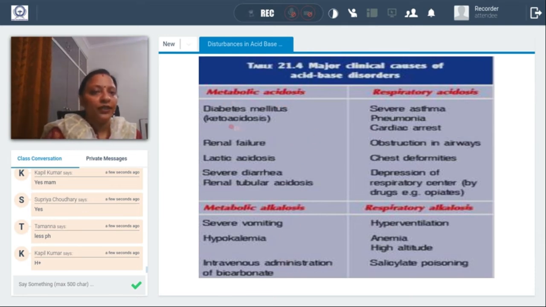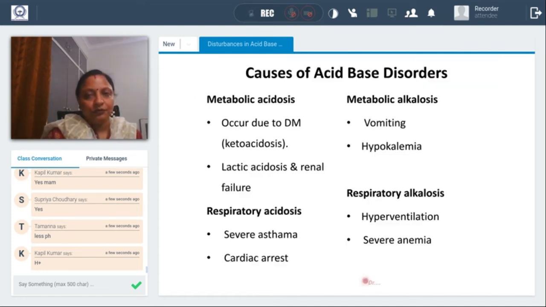Metabolic acidosis, foremost important example is diabetes mellitus, which is ketoacidosis. For metabolic alkalosis, severe vomiting and hypokalemia. Respiratory acidosis, asthma and pneumonia. And respiratory alkalosis, hyperventilation, anemia, and high altitude. Here I have summarized: metabolic acidosis, DM ketoacidosis, lactic acidosis, renal failure; respiratory acidosis, severe asthma, cardiac arrest; metabolic alkalosis, vomiting and hypokalemia; and respiratory alkalosis, hyperventilation and severe anemia.